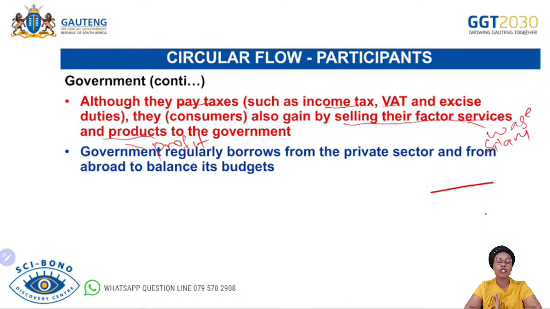Okay, so let's move to the next point. Government regularly borrows money from the private sector. This is another interaction. The government does not only buy goods and services from the private sector, it can also borrow money from the private sector, and it can also borrow money from abroad, from other countries. That's where the foreign sector comes in, so that the government can balance its budget.